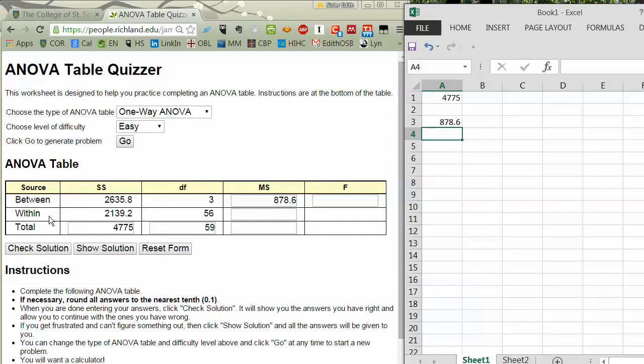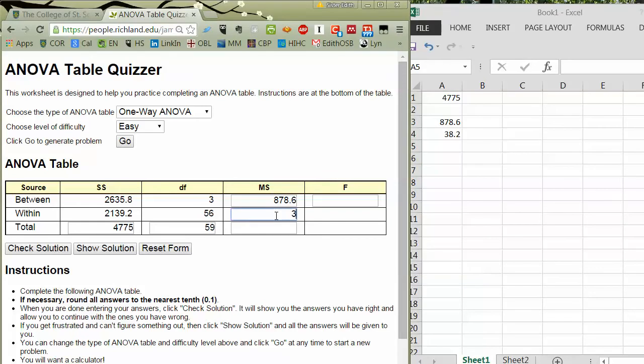If you remember, this is the variability that's completely random, because inside a group all of the people were treated exactly the same. They got the same level or dose of the independent variable. So all of this variability is due to all the other factors, individual differences, anything else that's going on. It's the random or error component. So I'm going to put in my equals 2139.2 divided by 56, and I get 38.2.